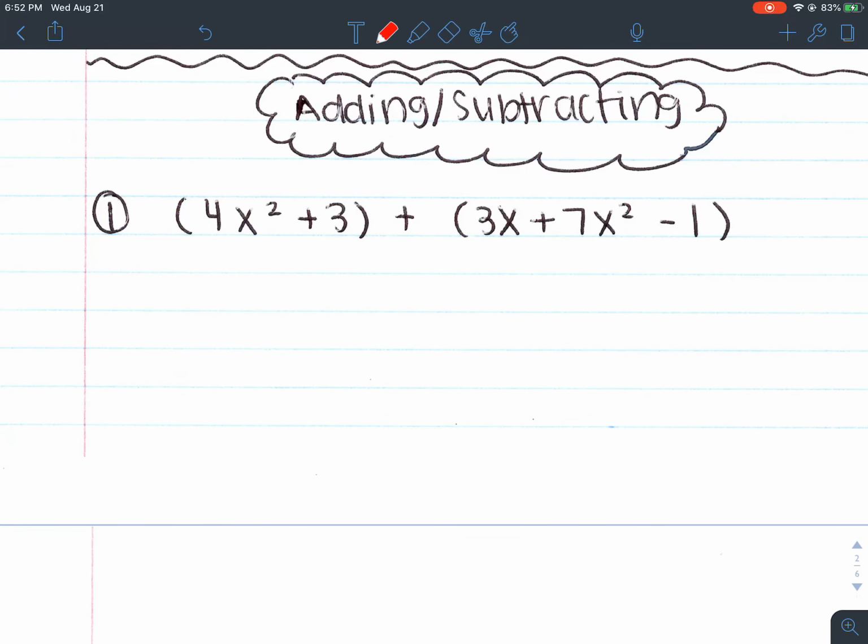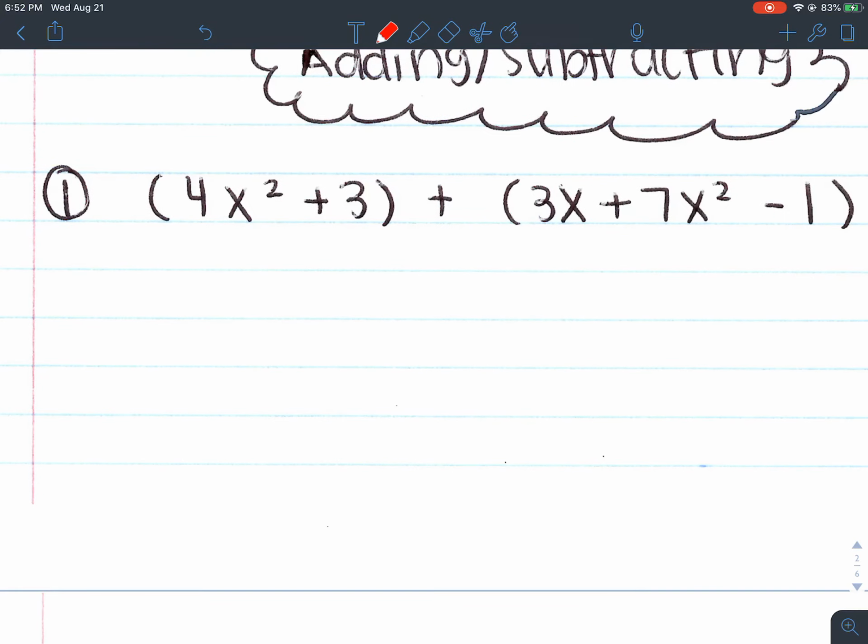Okay, now we're going to go ahead and move into adding and subtracting. So we have 4x squared plus 3 plus 3x plus 7x squared minus 1. So normally when we have parentheses, we want to distribute. But the thing that is in front of our parentheses here are just 1s. And when we distribute positive 1s to both things, it doesn't change anything. So I'm just going to drop my parentheses.